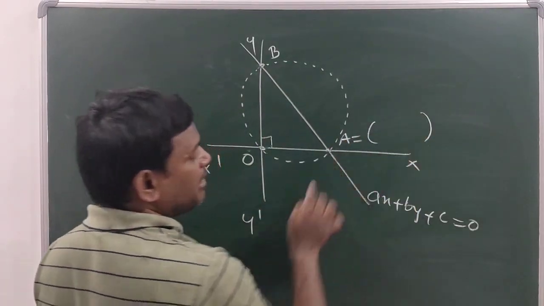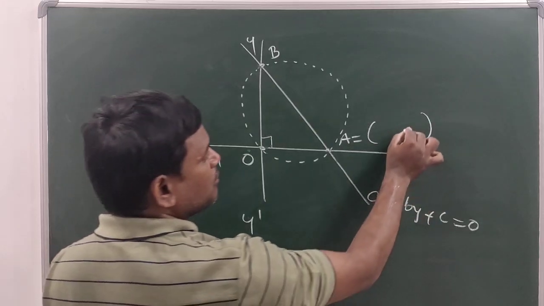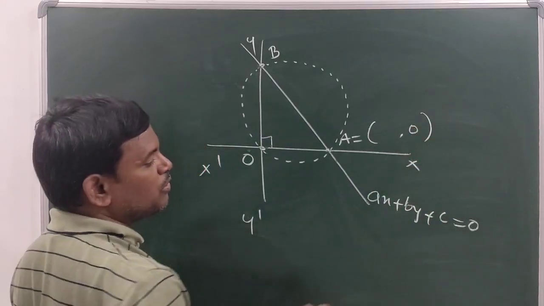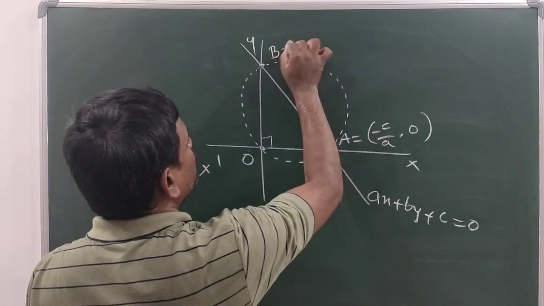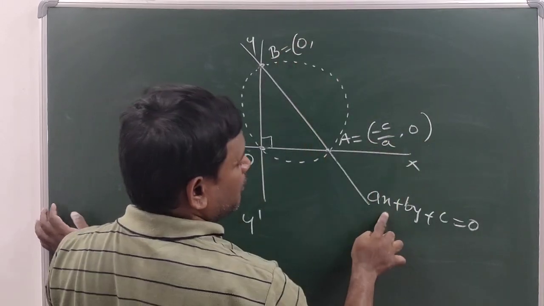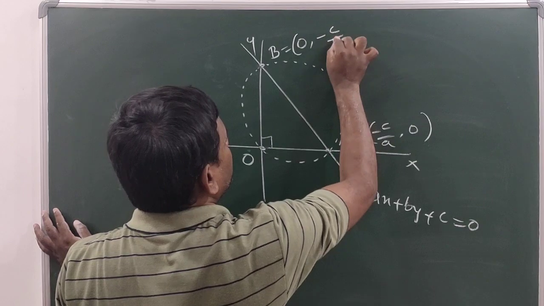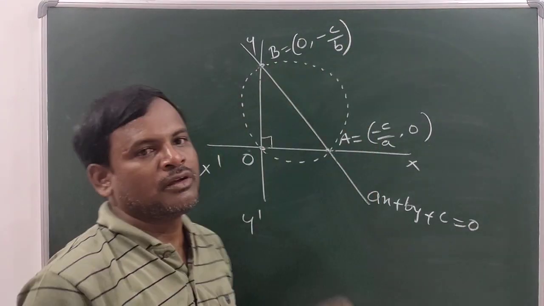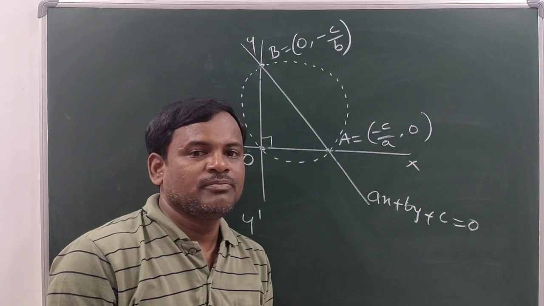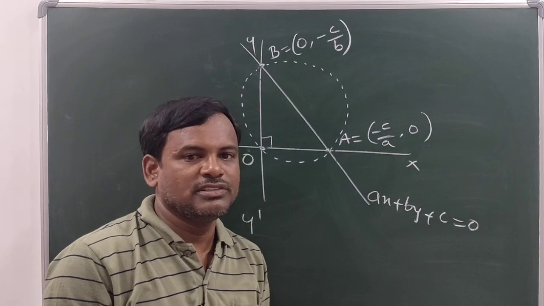A is on the x-axis. Now put y value 0. If you put y value 0, the respective x value is minus c by a. If you put x value 0, the respective y value is minus c by b. Now we have identified the extremes of the diameter of this circle.